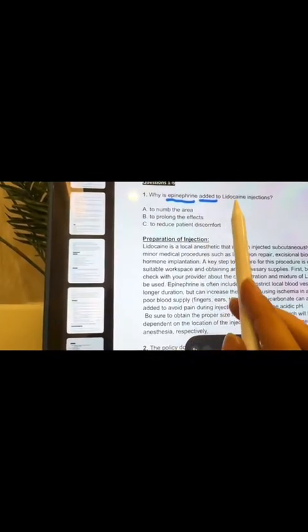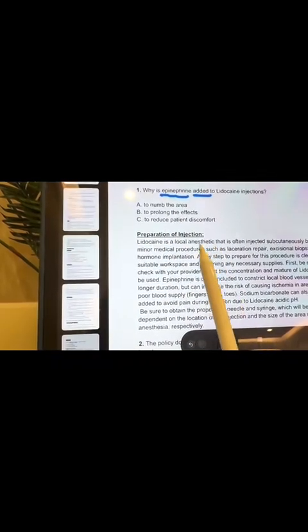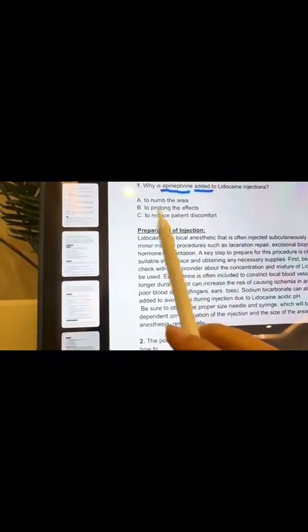Either they use epinephrine with lidocaine to numb the area, for the purpose of numbness. This statement says lidocaine is a local anesthetic. That means lidocaine is used for anesthesia to numb the area, not epinephrine. So this statement is contradictory with this answer option, so I can eliminate this one.